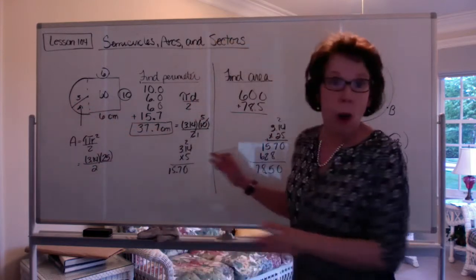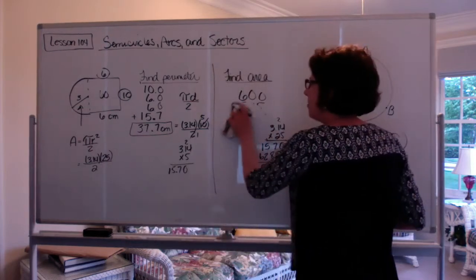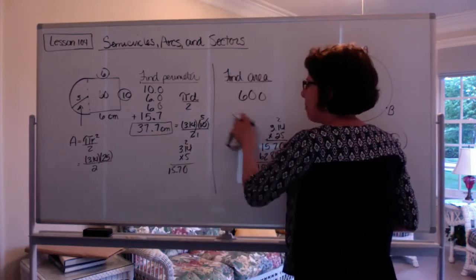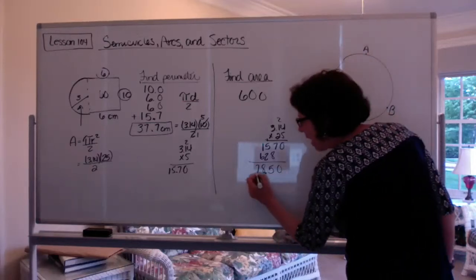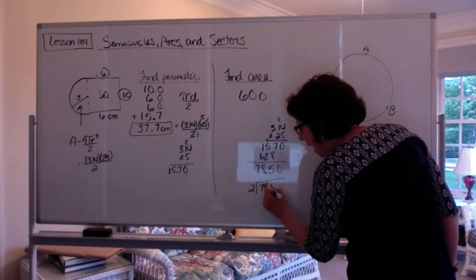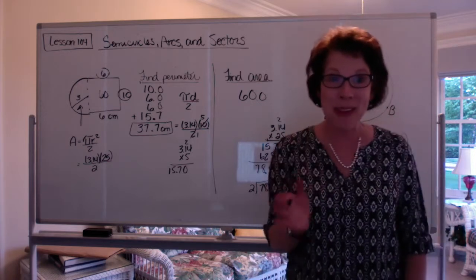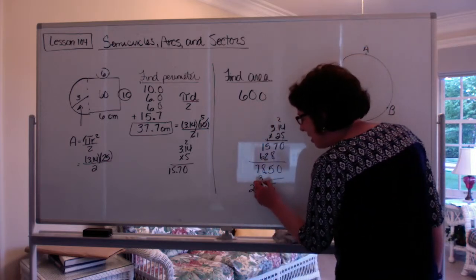Wait, oh, I didn't divide by 2. Oh my goodness gracious. See, this is so good. I'm going to leave my mistake on there so you can see it and you can remember. All right, so I've got to now divide 2 into 78.5. Always remember that. It's half of a circle. Okay, so 2 goes into 7 3 times.